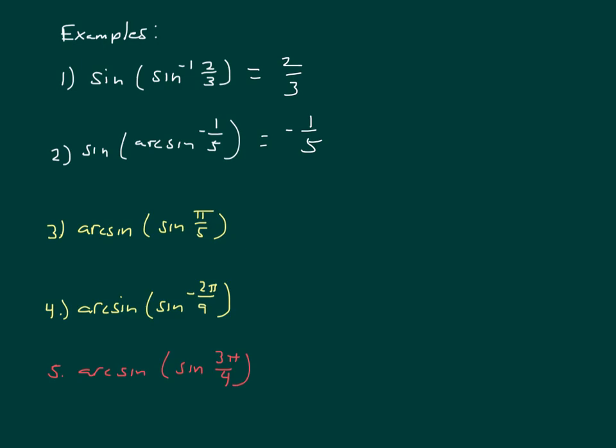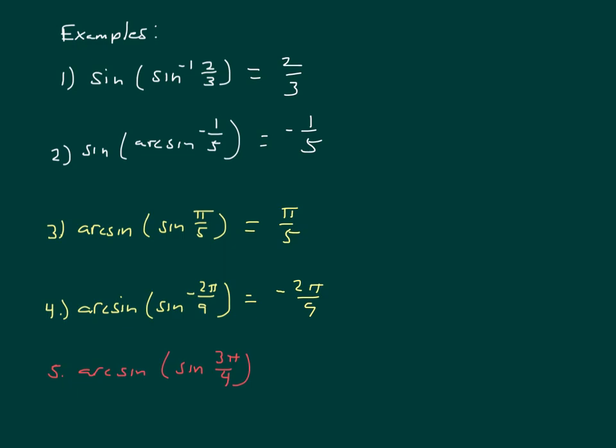Now in the next two that we have, 3 and 4, 5 is a little bit different. We'll talk about that one. But in these next two, we look at these angles. Pi over 5 is between negative pi over 2 and pi over 2. So in this case, that will equal pi over 5. The same thing is true for negative 2 pi over 9. It is between negative pi over 2 and pi over 2, and so that answer is negative 2 pi over 9.